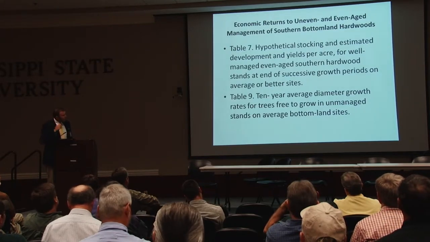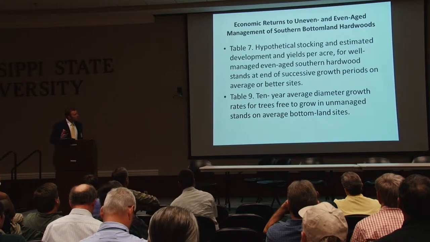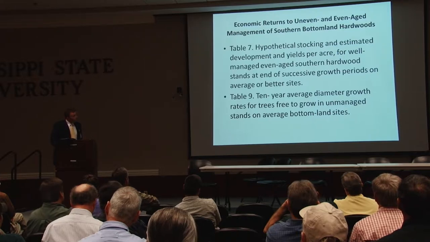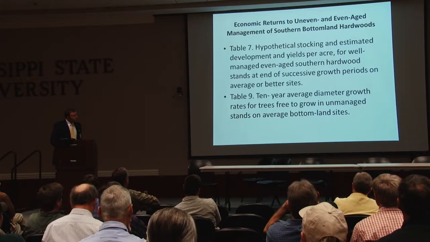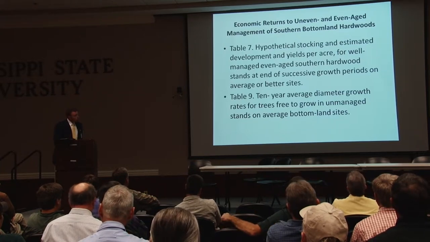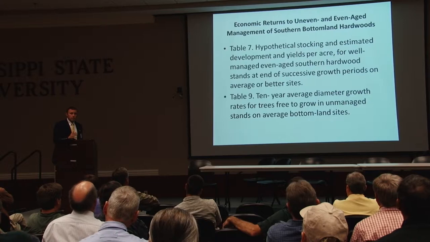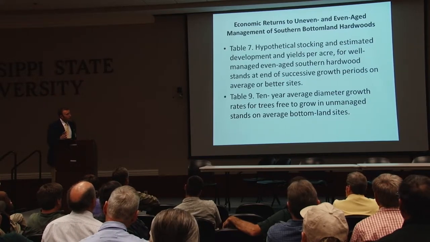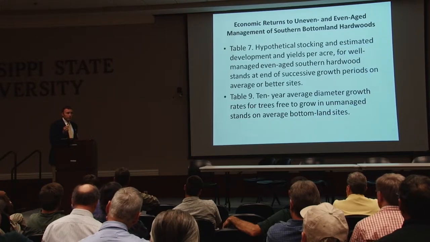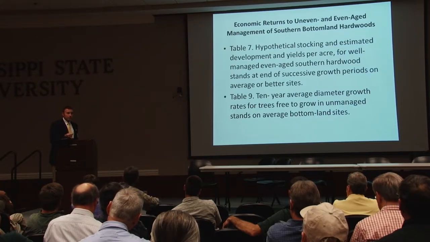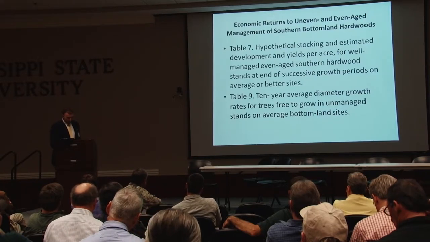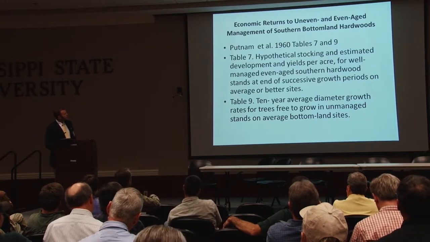Now, table seven is that hypothetical stocking of an even age stand. It doesn't specify species, so we can refer to table nine and obtain 10-year average diameter growth rates by species, which we'll apply to table seven to determine how long it takes to reach certain diameter classes. In order to value hardwoods, or value forest for that matter, I have to know what's being cut and when. And table seven on its own doesn't tell you when it's being cut, but applying table nine, we can calculate that.